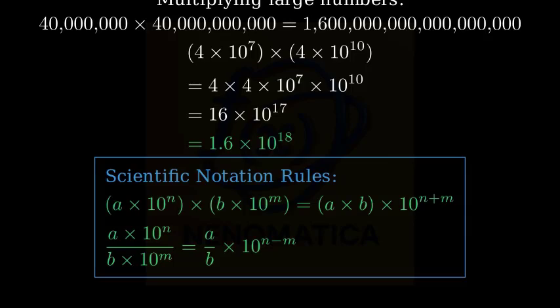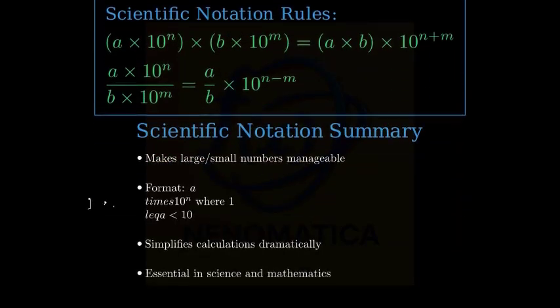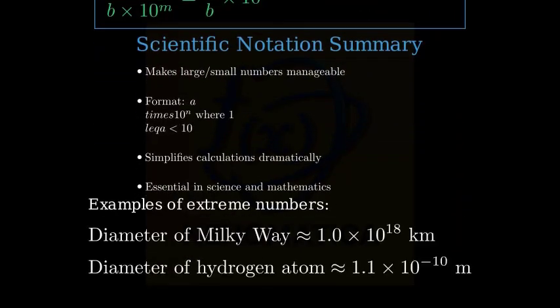In conclusion, scientific notation is an extremely useful tool for working with very large or very small numbers. It simplifies writing, understanding, and calculating with these numbers, making it a fundamental concept in mathematics, science, and engineering. Now, when you come across extremely large numbers like the diameter of our galaxy or extremely small numbers like the size of an atom, you'll be able to work with them efficiently using scientific notation.